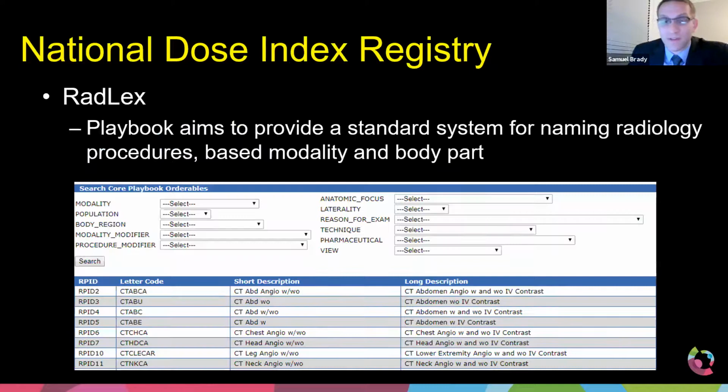Ultimately, you don't have to do this, but the concept is still true. You need to develop an ID structure so that you can associate the name of the protocol on the CT scanner with the protocol that you're going to analyze for your national reference levels.